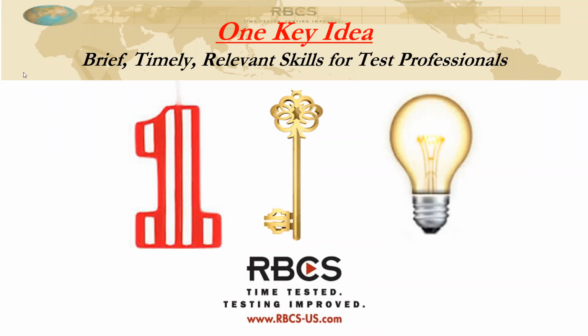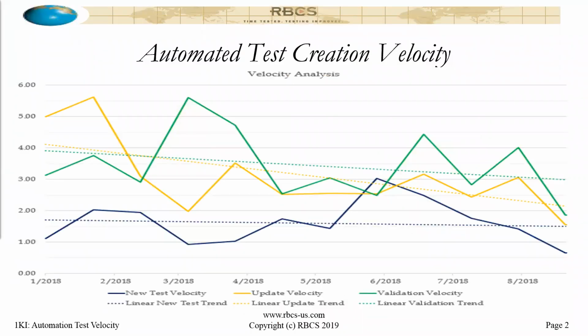Today's topic, as I said, is automated test velocity. The easiest way to explain these things is with a graphic. What you see here is actually not just creation velocity. The headers should be updated on the slide, but it shows creation velocity and update velocity, and it also shows validation velocity. That's the data sets that are in green.